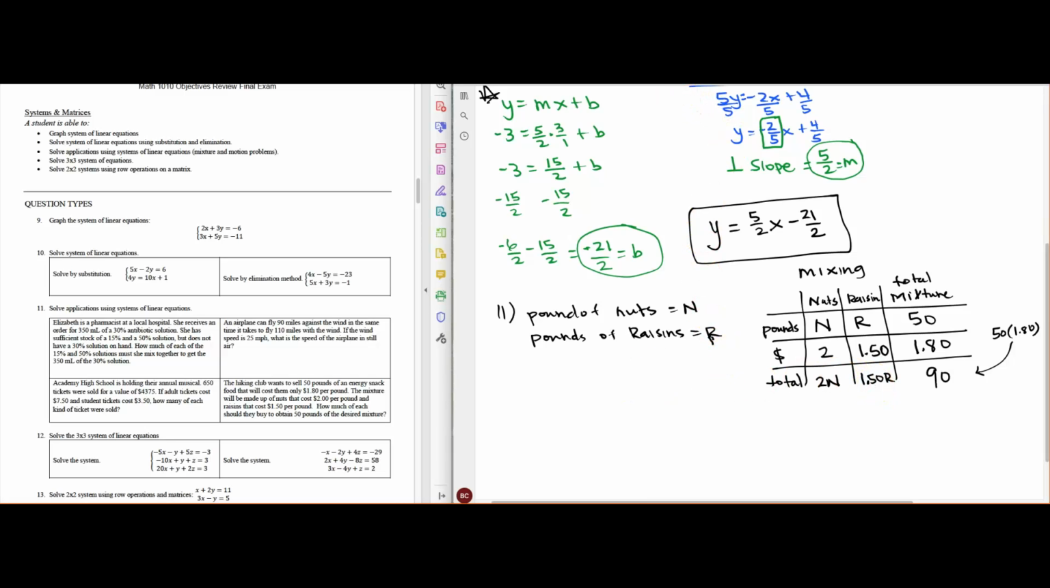All right, so then our two equations, let's write those over here. So n, however many pounds of nuts, plus however many pounds of raisins, is going to be, we need 50 pounds of them together. And then we have 2n plus 1.5r equals 90. Okay, and now you can use the substitution or elimination method to solve that. Okay, so I'll give you a minute. I want you to try that really quick. Let's see what you come up with there.